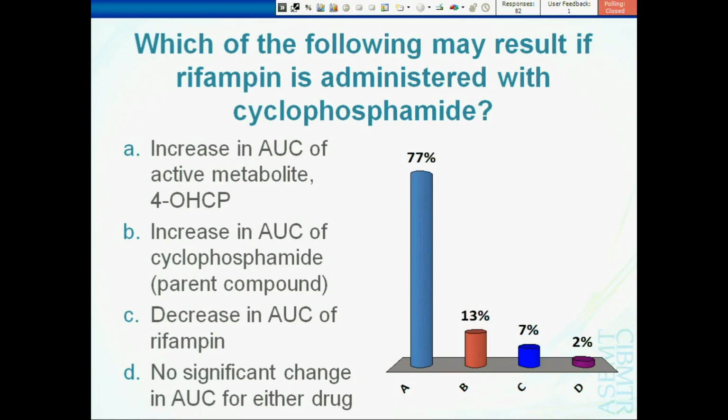Okay, correct. 77% of you are correct. The answer is A. There'll be an increase in the AUC of the active metabolite 4-hydroxycyclophosphamide. As I said before, cyclophosphamide is a major substrate of CYP2B6, and rifampin is a strong CYP2B6 inducer, leading to this result.